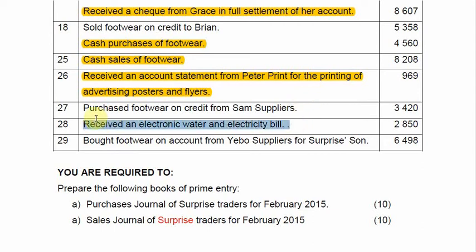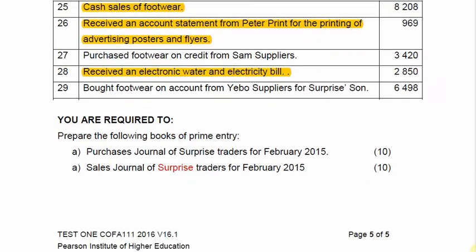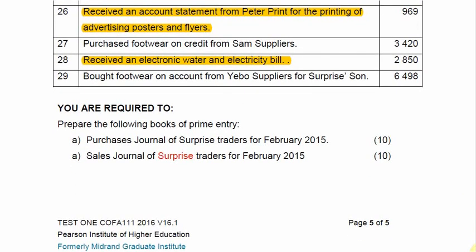Nope, that one I will not account for because it's not inventory or the sale of inventory. And then on the 29th, they say brought footwear on account from Yebo suppliers for Surprise's son. So now I'm buying things on account from Yebo suppliers, but this will not go into my purchases journal.